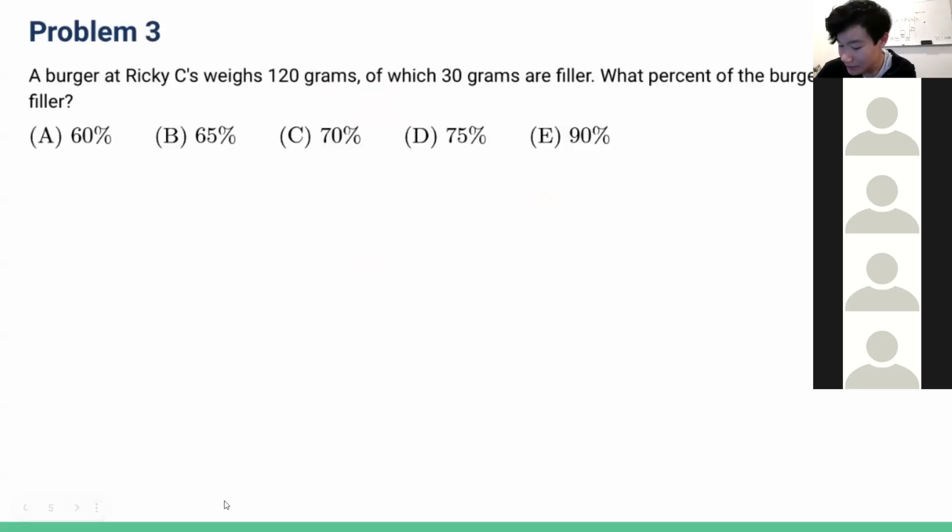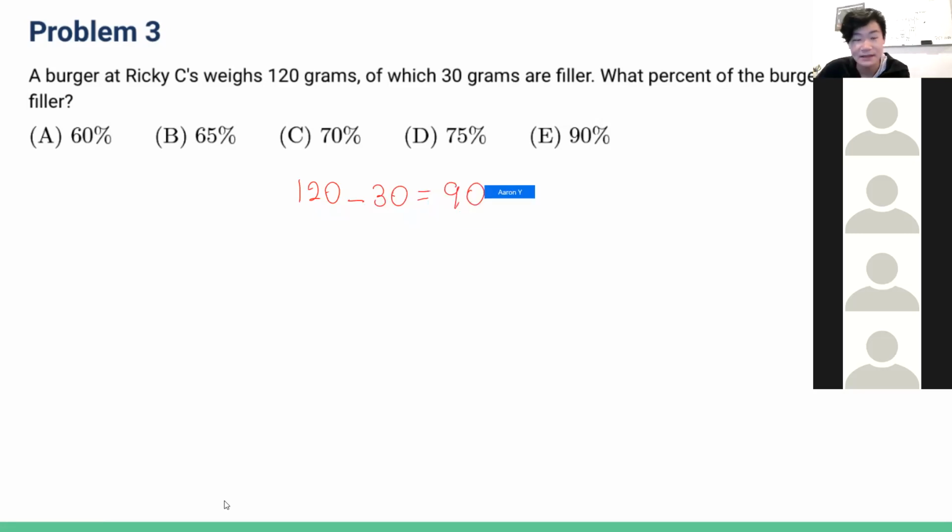So, number 3, a burger at Ricky C's weighs 120 grams, of which 30 grams are filler. What percent of the burger is not filler? So keyword not filler. Okay, so we know 30 grams is filler, and we know we're trying to find what is not. So let's do this. The whole thing, so 120 grams minus 30 grams is 90 grams.